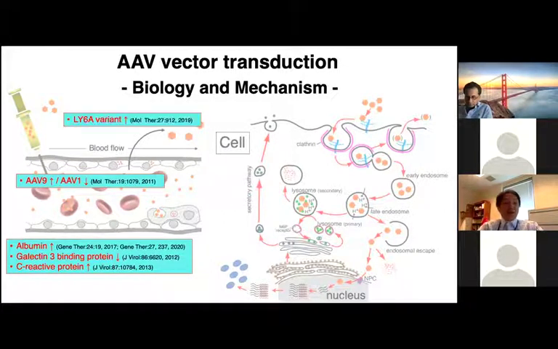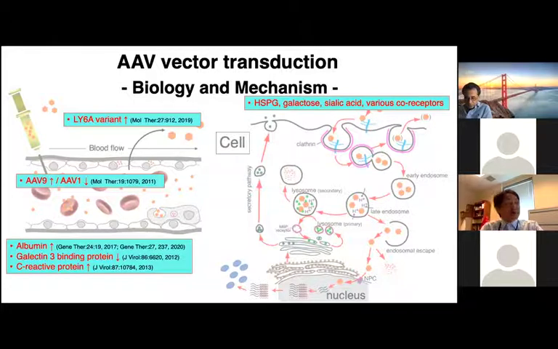Also, endothelial barrier crossing is really a mystery. One example we and other people have recently found is the Ly6A variant, which is the only known protein that can significantly enhance endothelial cell barrier crossing. AAV can cross the endothelial cell barrier, but we still don't know how this crossing is mediated by cellular mechanisms.